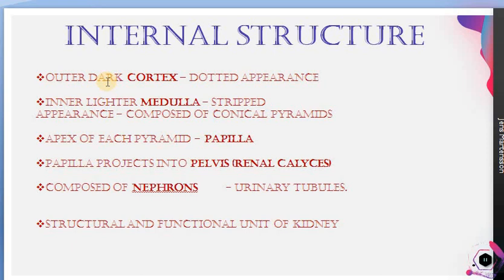Okay, and the kidney is composed of nephrons. Nephrons can otherwise be termed urinary tubules. This is the definition of nephron: nephron is the structural and functional unit of the kidney. As you have studied about the neuron, remember that the neuron is the structural and functional unit of the brain. Like that, the nephron is the structural and functional unit of the kidney. The nephron is the unit which makes up the complete kidney.